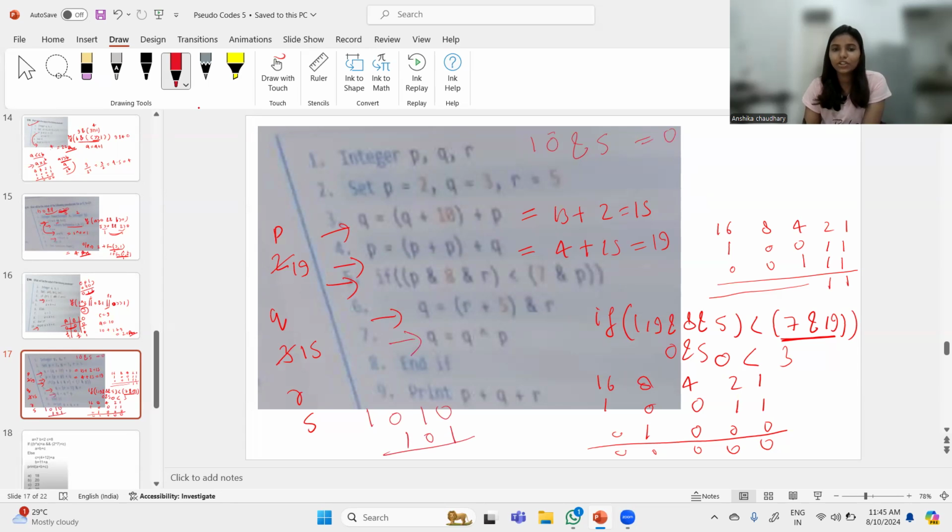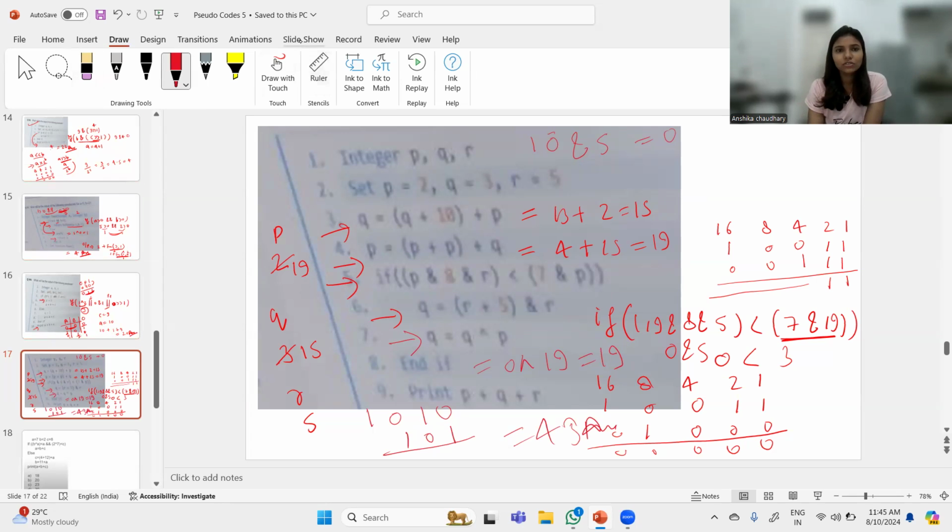Now Q is assigned Q or P. So Q is 0 and P value was 19. So it will become 19 only, right? At the end of the day, we need to take P plus Q plus R. So P and Q both are 19, 19. So it will become 38 plus 5. So it will become 43. So 43 will be the correct answer for this question. Yes, the answer is correct. So 43 will be the correct answer for this particular question.